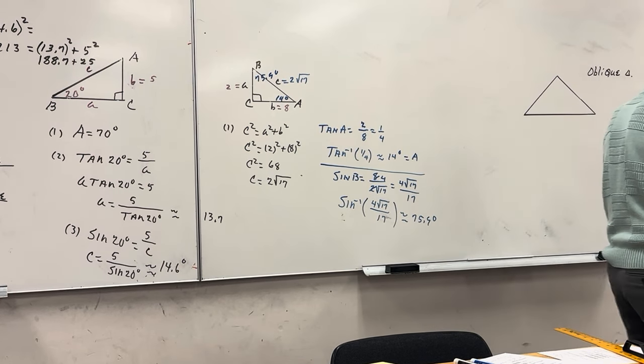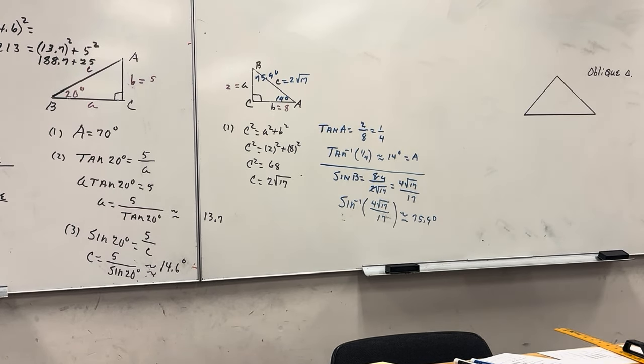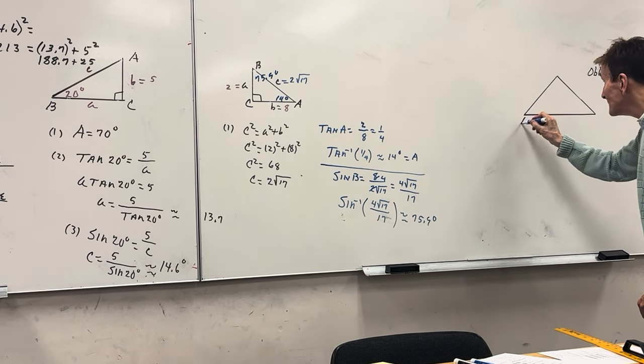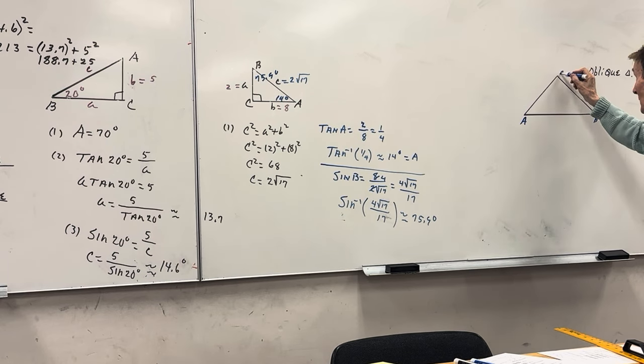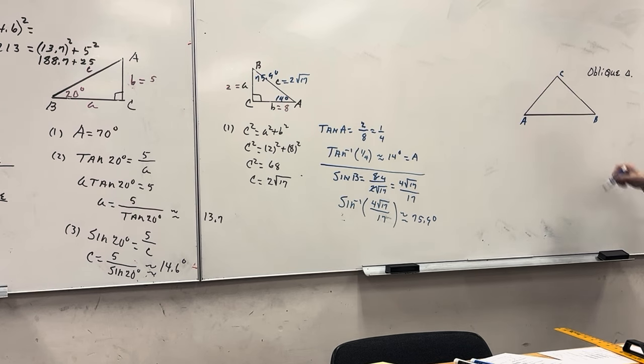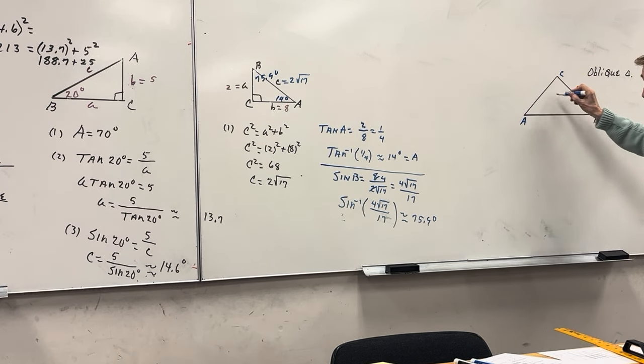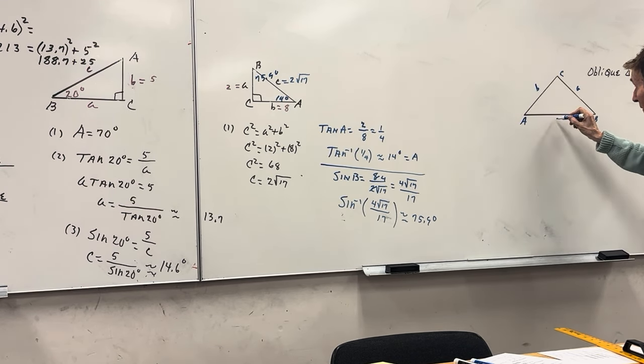Non-right, no right angle. But I'm going to label it like this: A here for that angle, B here for the corner, C here for the angle inside, then the lowercase letters opposite: lowercase a, lowercase b, lowercase c.